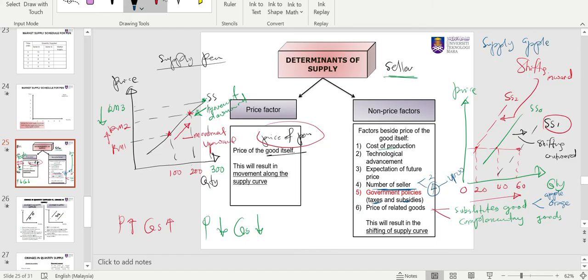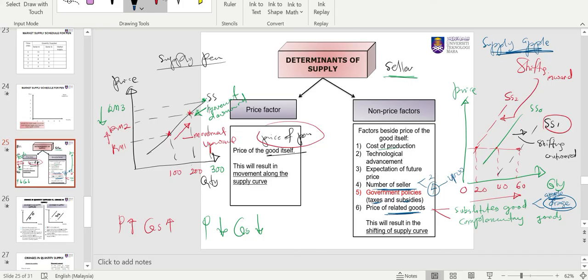Okay, it is price of related good. When we are drawing about apple, make sure you ambil harga orange. Jangan ambil harga apple. Price of related good tu. Kalau you ambil harga apple, dia akan jadi movement up and down. Barang yang sama, harga yang sama, movement. Kita nak buat jadi shifting. Okay, you need to look at the price of orange.